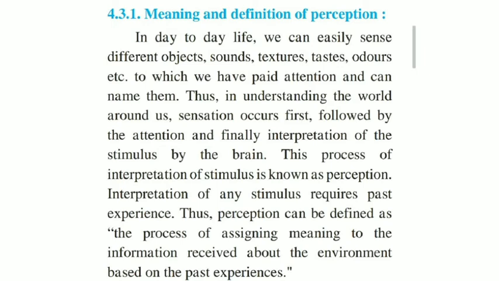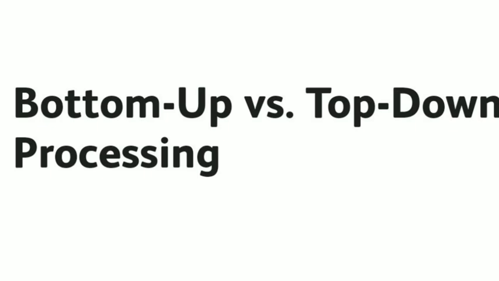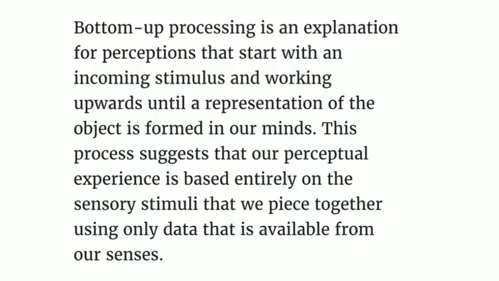So perception is the process of assigning meaning to the information received. The information we receive from our sensory organs about the environment, interpreted based upon past experience, is known as perception. Now in perception there are two processes: bottom up versus top down processing.